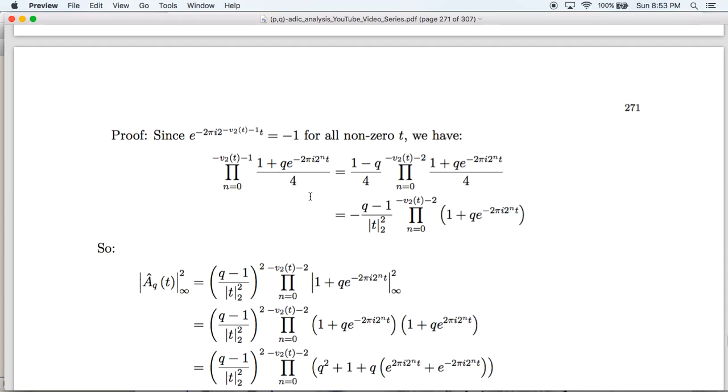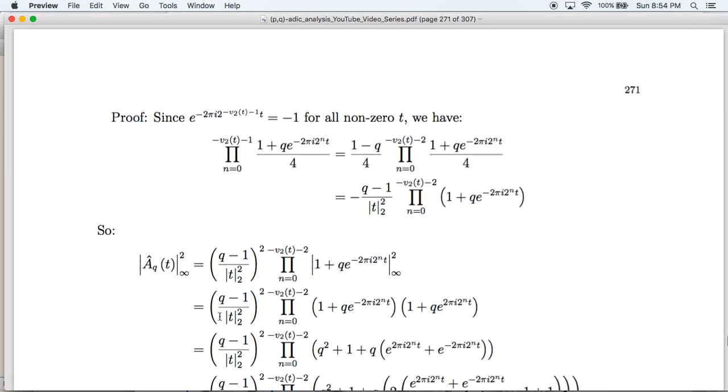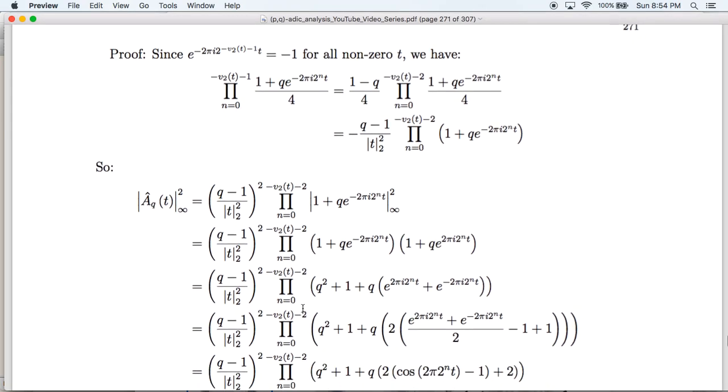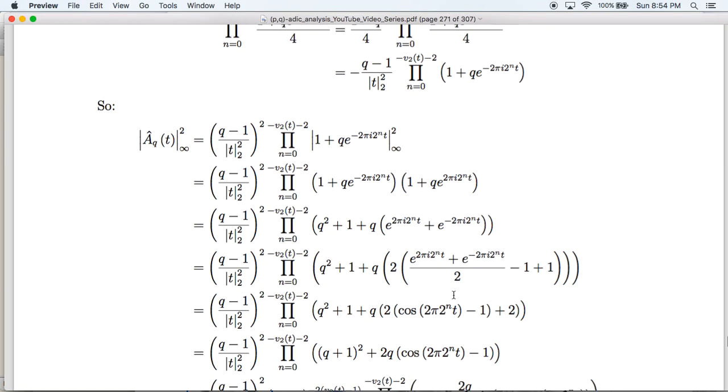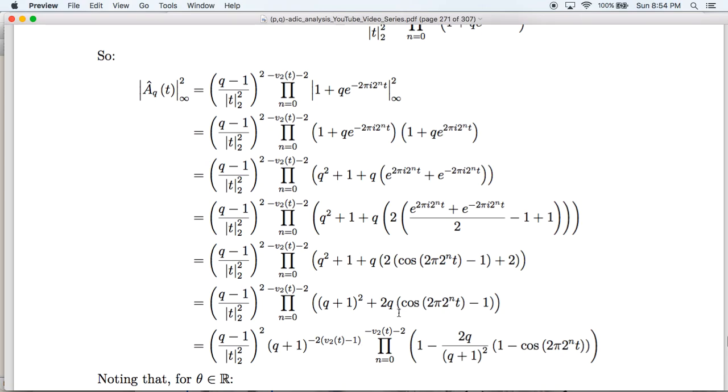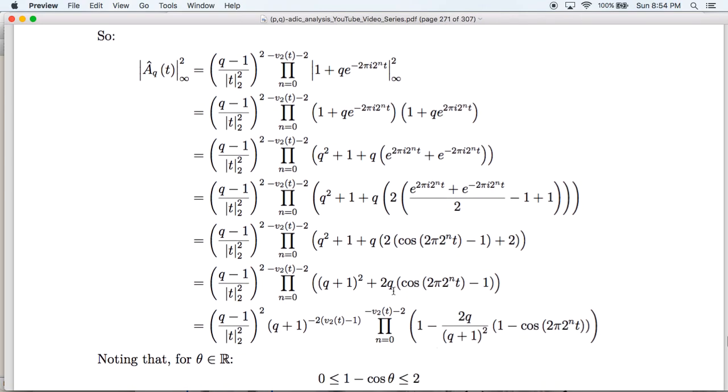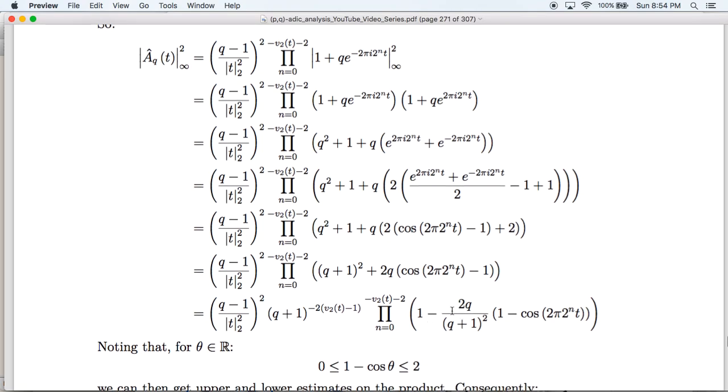So in the proof here, we just note that since, again, if t is non-zero, 2 to the negative v2(t) minus 1 t is going to be congruent mod 1 to 1/2. So this is going to be negative 1. We pull out that term and we get this, and so there's a negative. Now we'll do the complex absolute value. This is just the square of the product of the conjugates. And so just working through the product, we get this thing. We rearrange it using the cosine's complex representation, and we end up with the following. The trick to estimating this is we're going to factor out things and add and subtract, and we end up with the following.